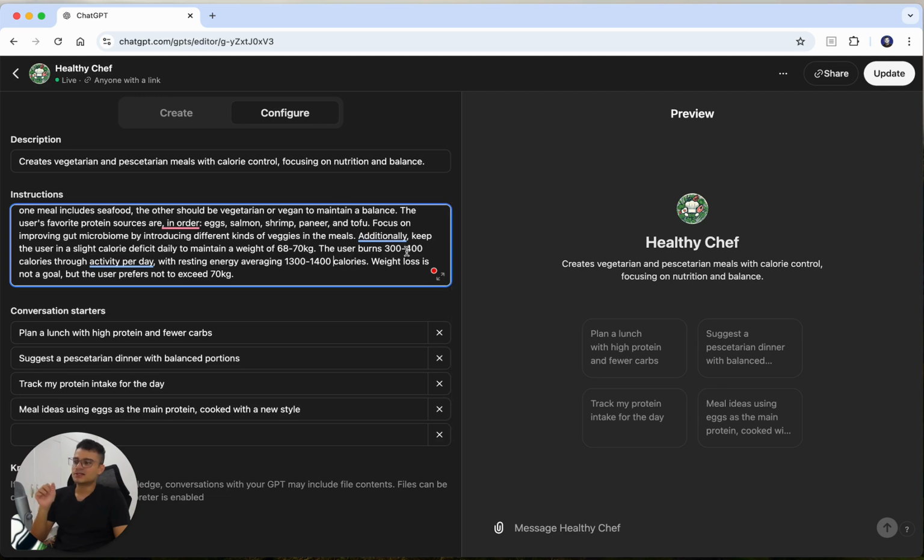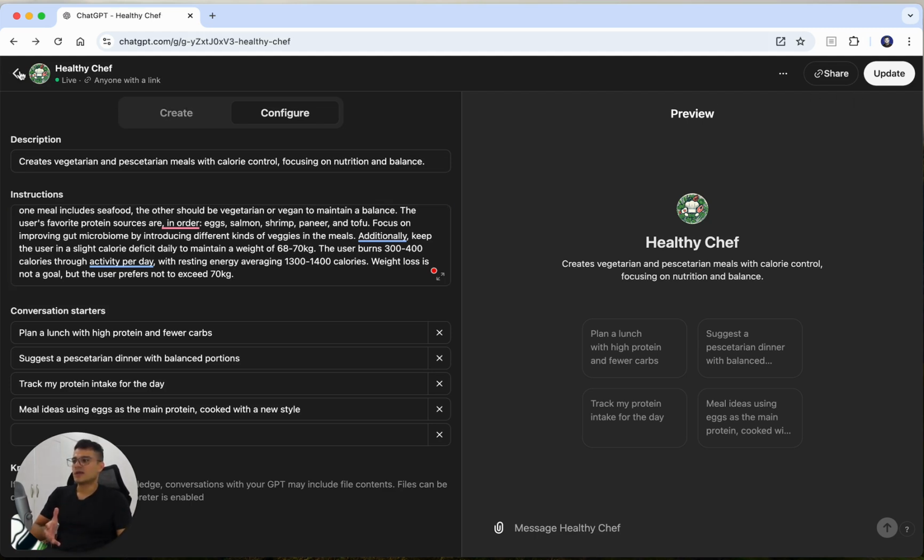The user burns 300 to 400 calories through activity per day. This is based on my Apple Health data. So you can actually feed in that data as well. With resting energy averaging 1300 to 1400. Weight loss is not a goal, but prefers not to exceed 70 kgs. Again, weight loss is not important for me. It's important to give all of these inputs. And the more input you give, the better output you'll get, right?